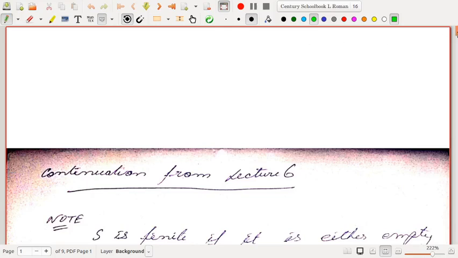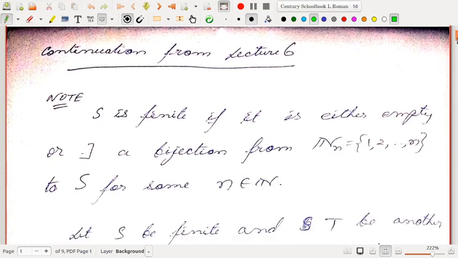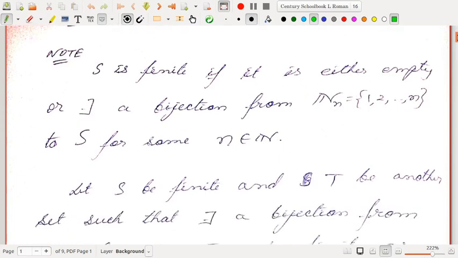So students, let us continue our discussion on finite sets. In the previous lecture, that is lecture 6, we had discussed the definition of a finite set in terms of a bijection from the first n natural numbers to S. So you observe that S is finite if it is either empty or there exists a bijection from n, that is the set of first n natural numbers, to S for some n. Okay, this was the definition.